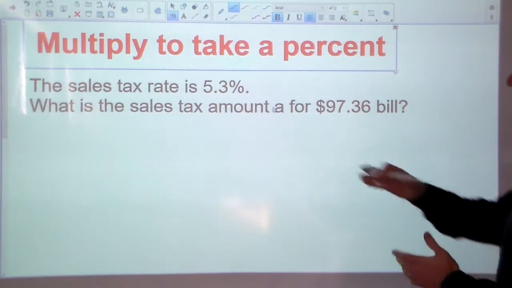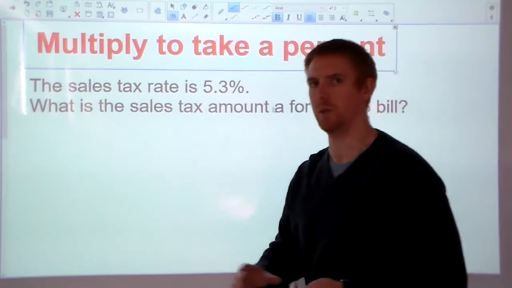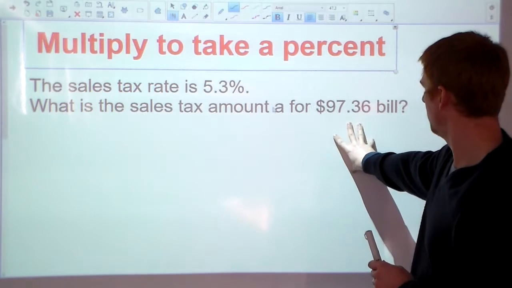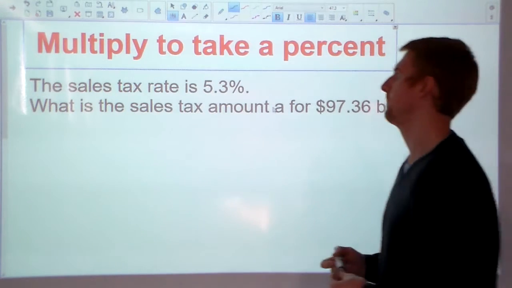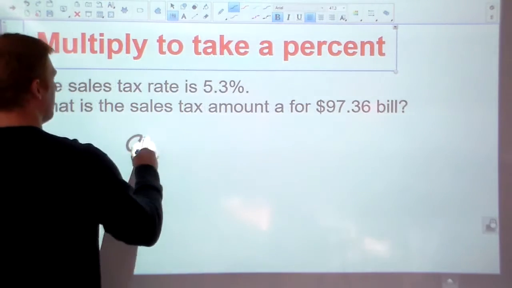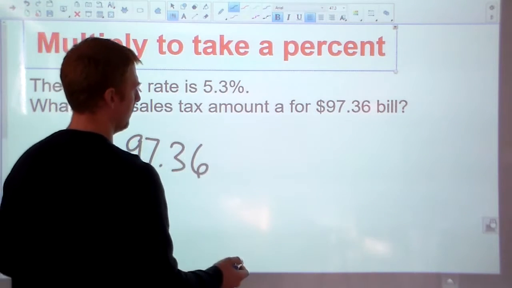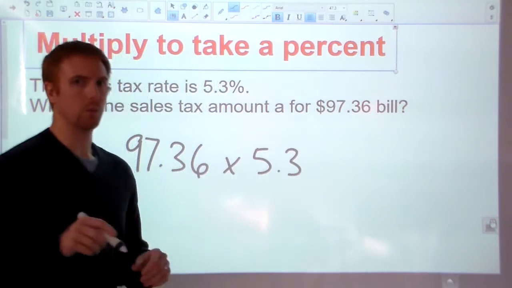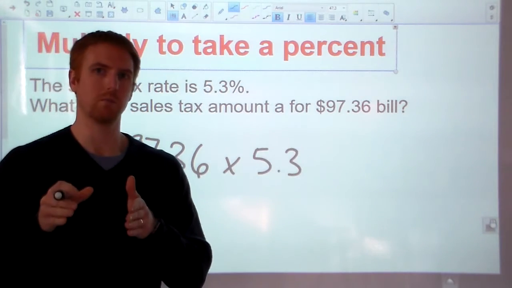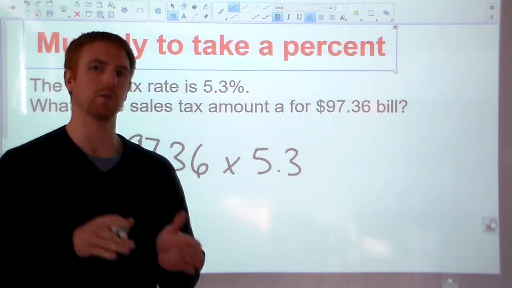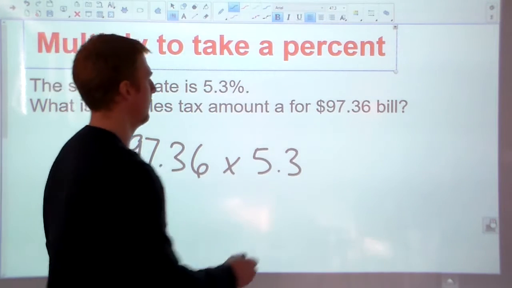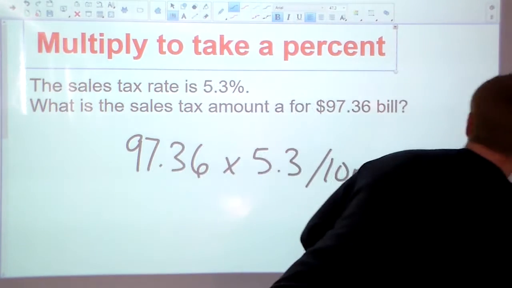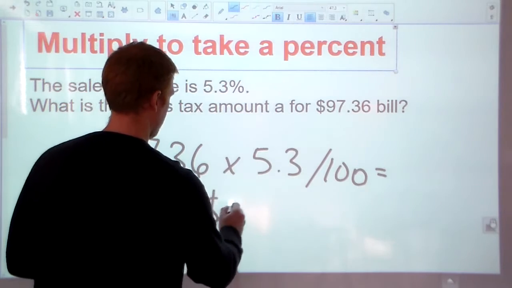Okay, so let's say sales tax is 5.3%. That's what it really is in Virginia. What's the sales tax amount if your bill's $97.36? So take the $97.36, the whole bill, times the percent. The word percent means per means divide, cent means 100. So it literally tells you divide by 100. So do that. And your answer, $5.16.